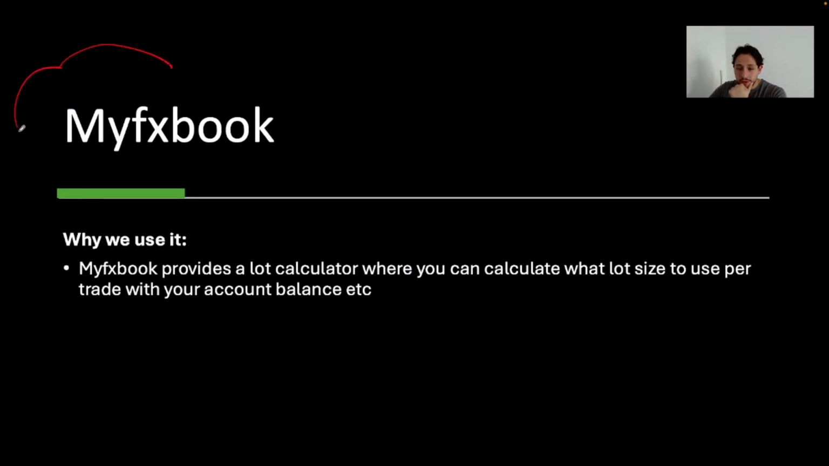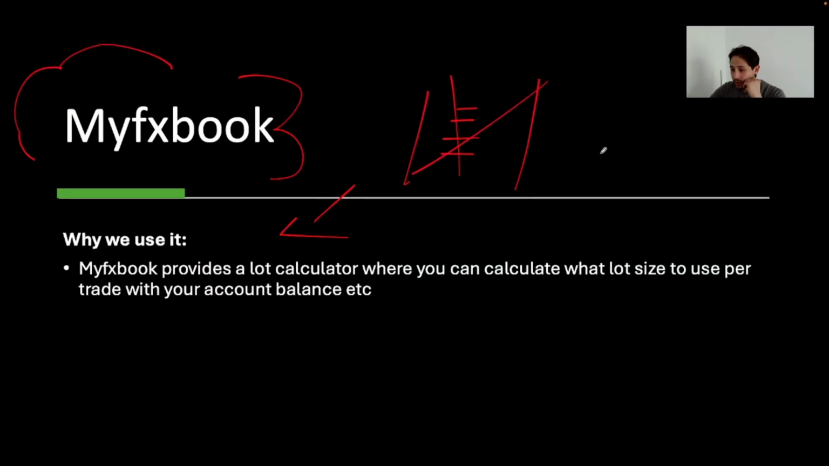Now, the other website that we have here is MyFXBook. The only reason why I use MyFXBook is for a lot calculator, right? A lot calculator is pretty much a calculator where you put in your account balance, your stop loss, how much you're willing to risk per trade, and what pair you're trading, right? So the calculator is going to calculate all of this and give you guys a lot size to use depending on your account size and your risk, right?